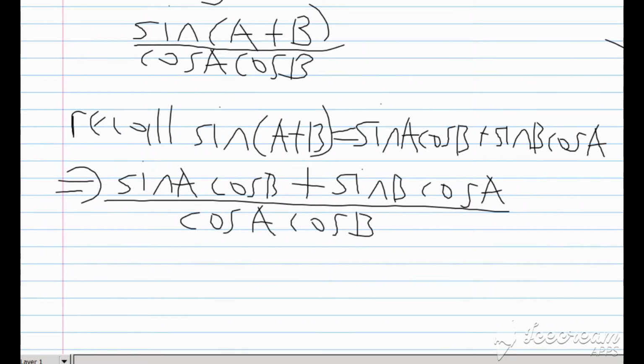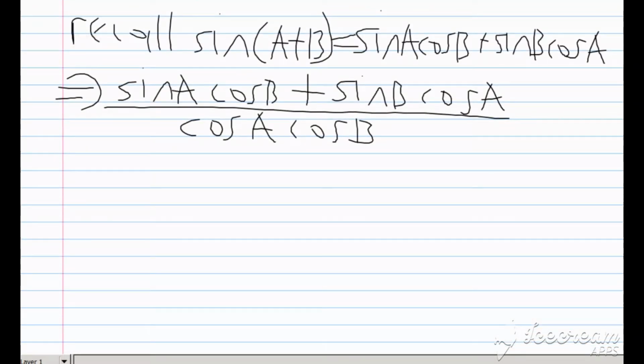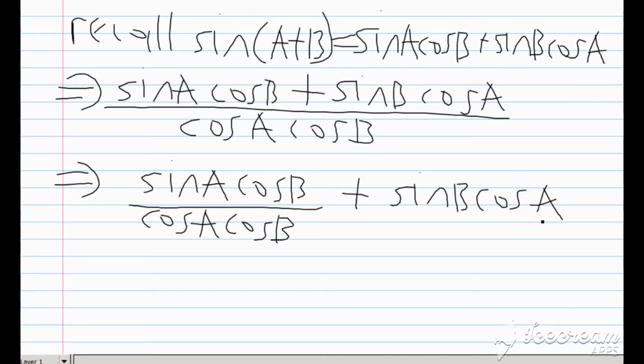Now, to construct most of our proofs, it requires you to understand algebra, so basic algebraic skills. At this point, what I'm sure that I can do is split the numerator with the denominator. So I can write this as the sine of A, the cosine of B, all over the cosine of A, the cosine of B, plus the sine of B, the cosine of A, over the same denominator, which is cosine A cosine B.